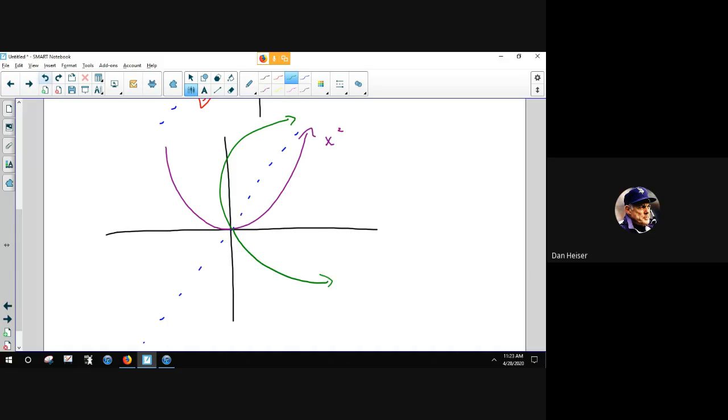Actually, no, that's not correct. That is not correct. This should be more like, there we go. And this should be more like this. So you can see that its inverse, first of all, is not a function. It's going to fail the vertical line test. This green graph fails the vertical line test.